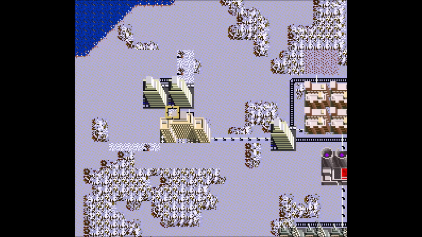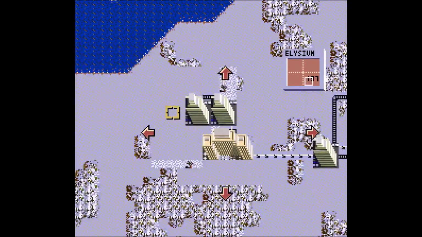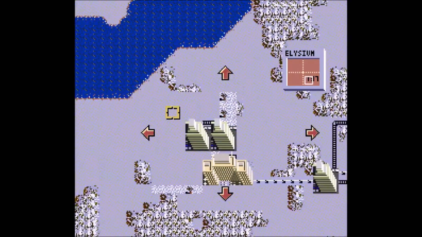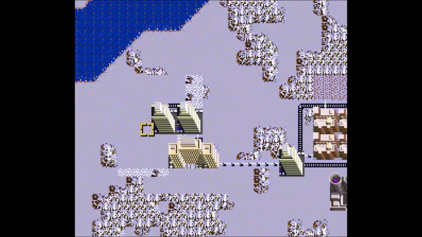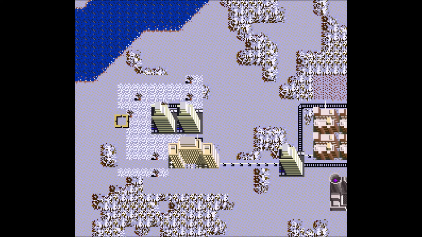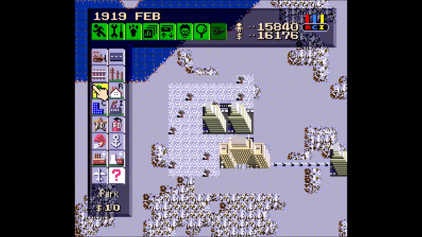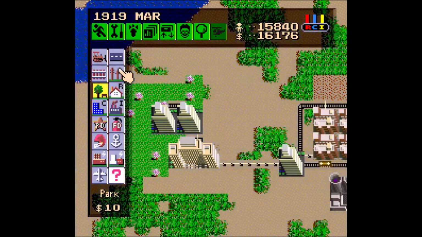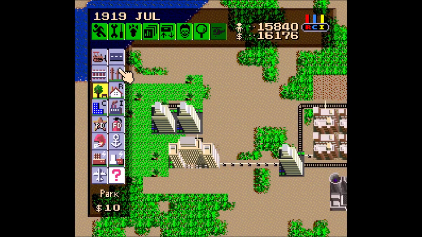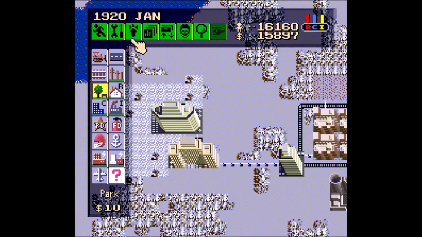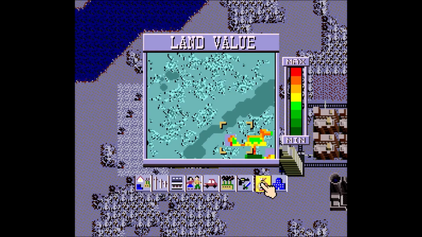So if I were to add park around this commercial zone, or at least enough of it, let's see what happens. I think I'm paused. It tops.